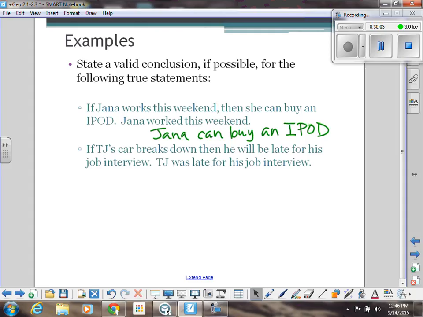It might have been the reason he was late for his interview, but it might have been some other reason, right? He could have overslept and not heard his alarm, and that's why he was late. So I can't conclude anything. There's no valid conclusion here under deductive reasoning. Are we okay with that? We understand the difference? Okay. So that's the law of detachment.